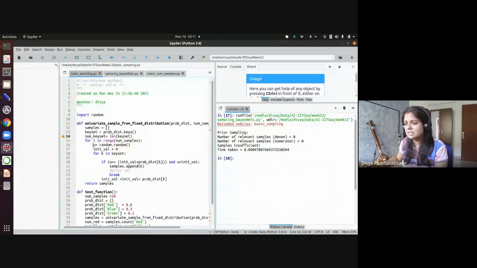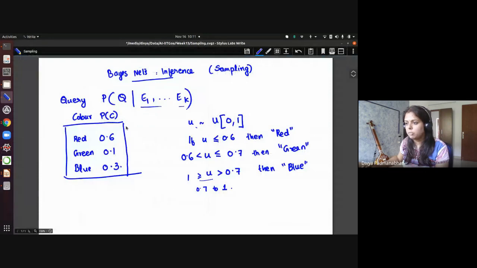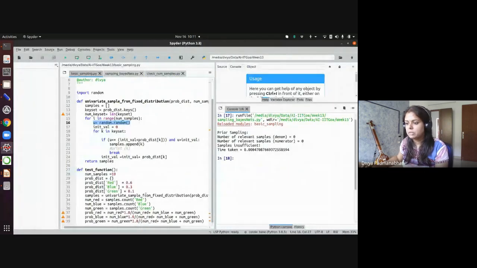So I just generate a uniform random variable, and I'm just appending this with the samples. So this is exactly the distribution I told you, 0.6, 0.1, and 0.3. Okay, so I was running something else.